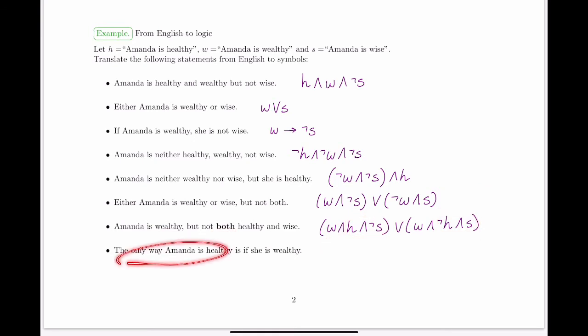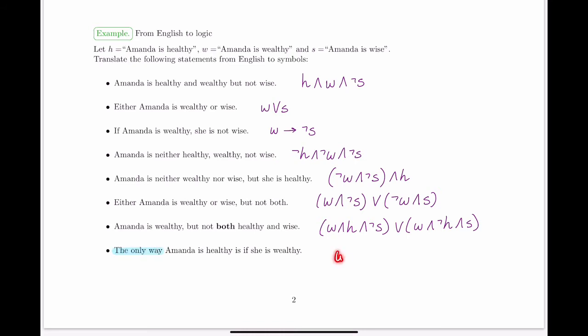The only way Amanda is healthy is if she is wealthy. This one is tricky because we see the "if" here, so the natural inclination is to say that what comes after the "if" is going to be your first part. So this is, for example, wealthy. If wealthy, then healthy. But it's going to be wrong here, and it's going to be wrong because of this substructure. The only way changes the meaning of the statement.